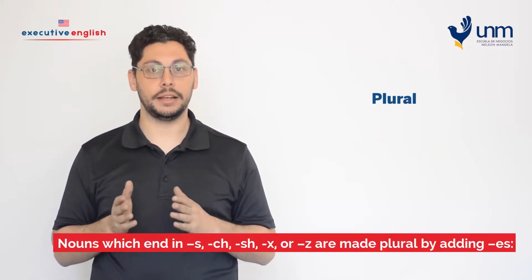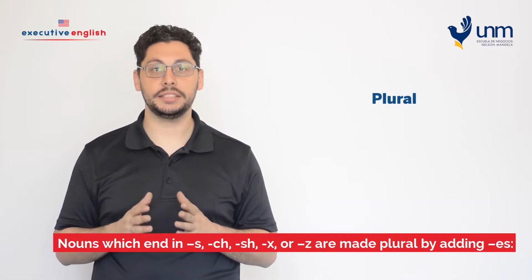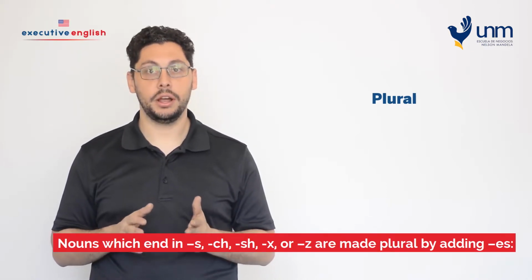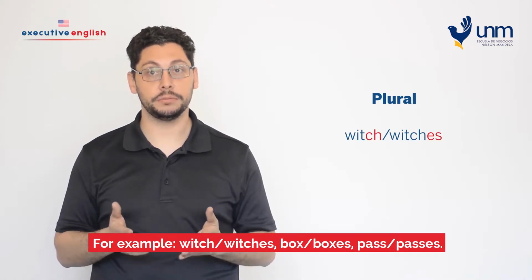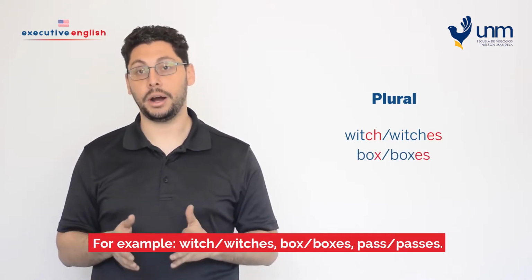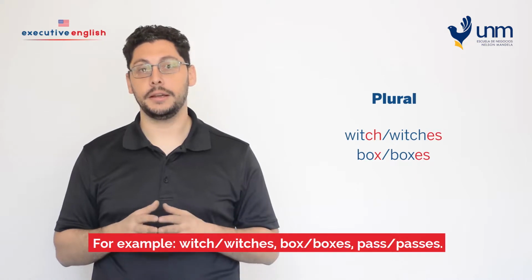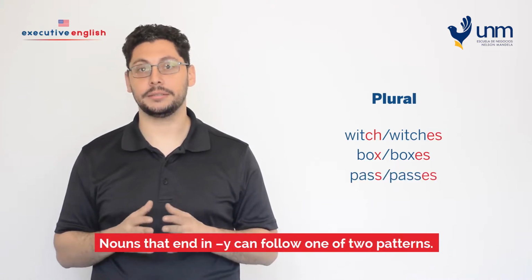Nouns which end in s, ch, sh, x, or z are made plural by adding es. For example, witch becomes witches, box, boxes, pass, passes.